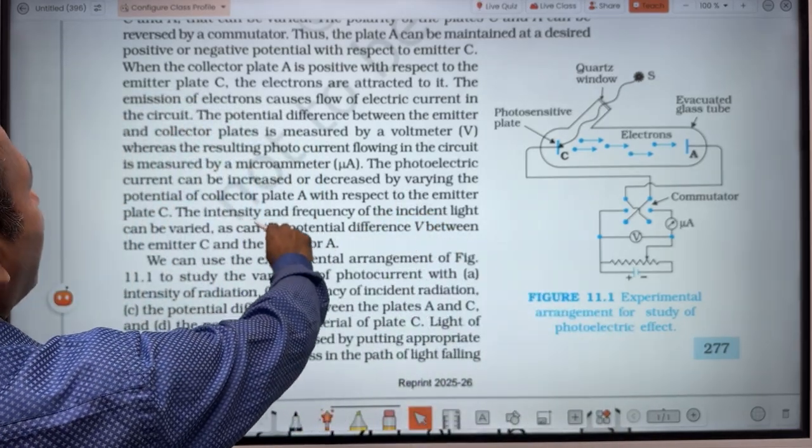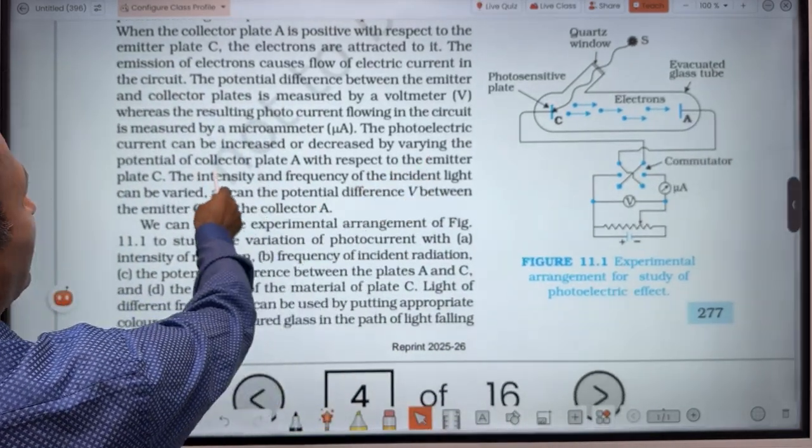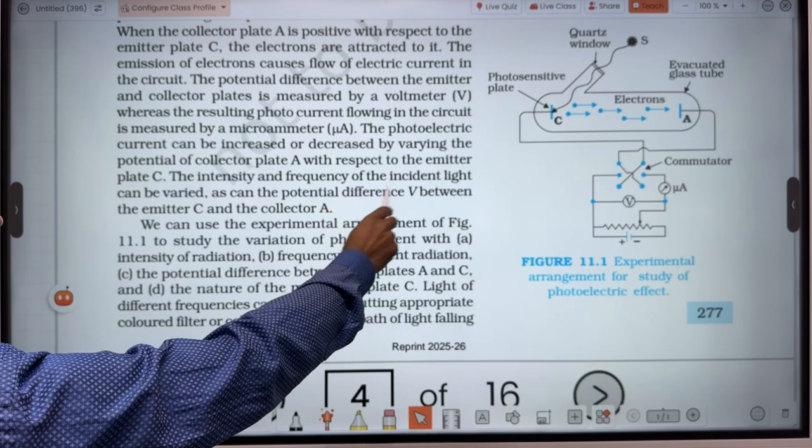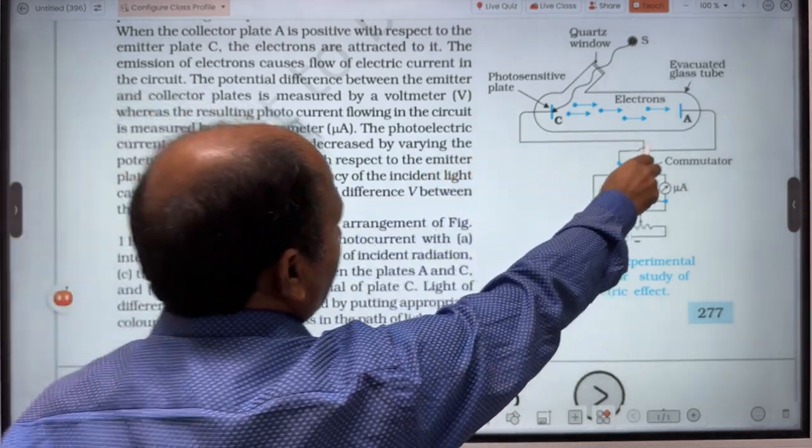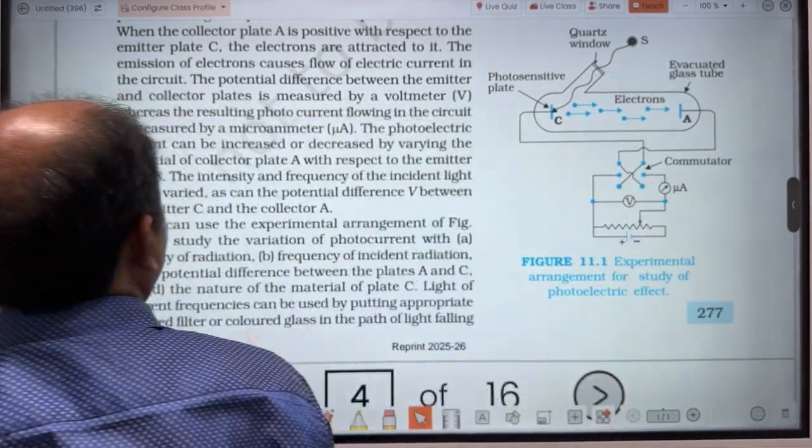The photoelectric current can be increased or decreased by varying the potential of the collector plate A. So by varying the potential of this, photoelectric current can be increased or decreased.